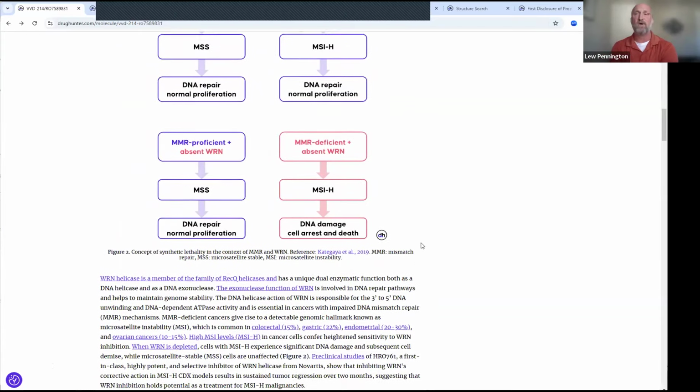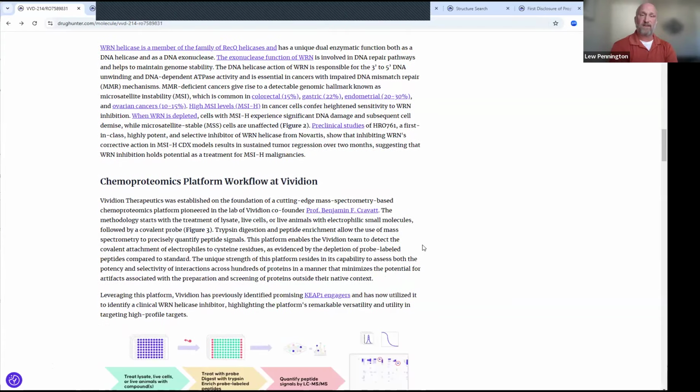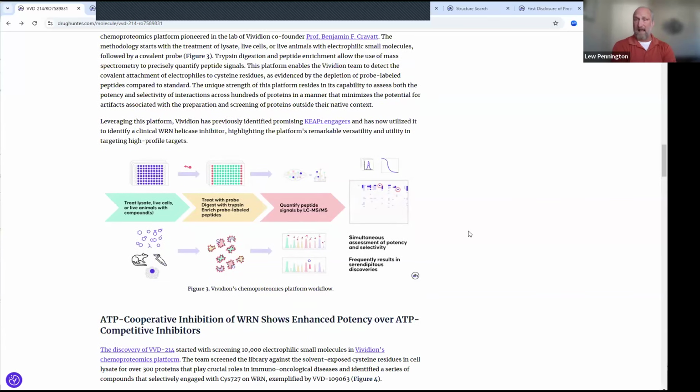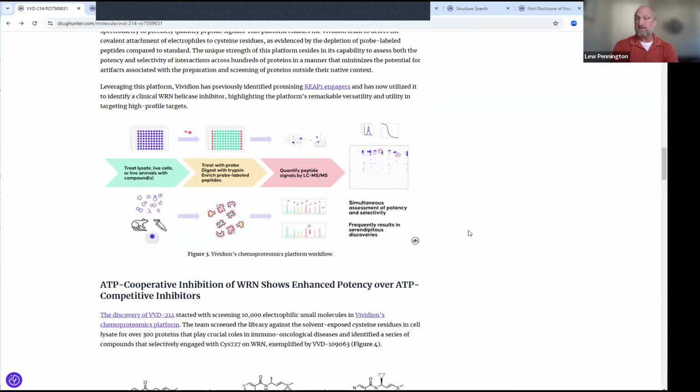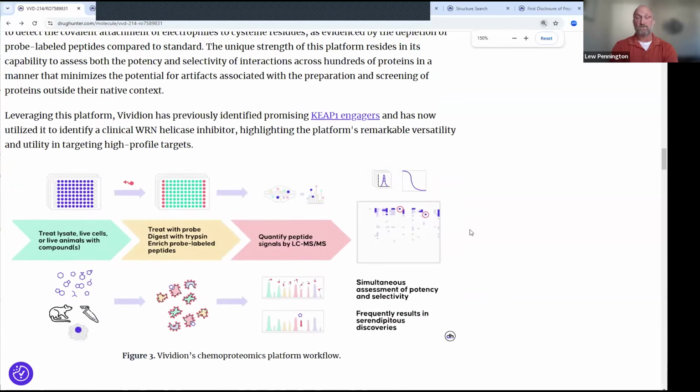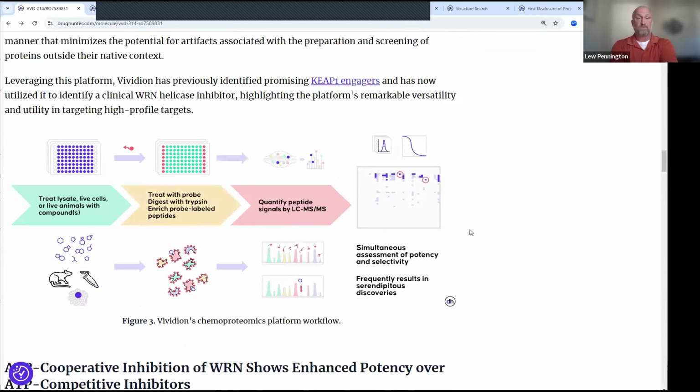So if you scroll down, the way that Vividion went about starting this program, because as people know, helicases are pretty difficult targets to drug, is that Vividion developed this really wonderful and broadly applicable chemoproteomics platform that they've used to identify chemical matter for a number of interesting targets, including not just Werner helicase, but also KEAP1. And we've discussed those drug discovery stories on Drug Hunter.